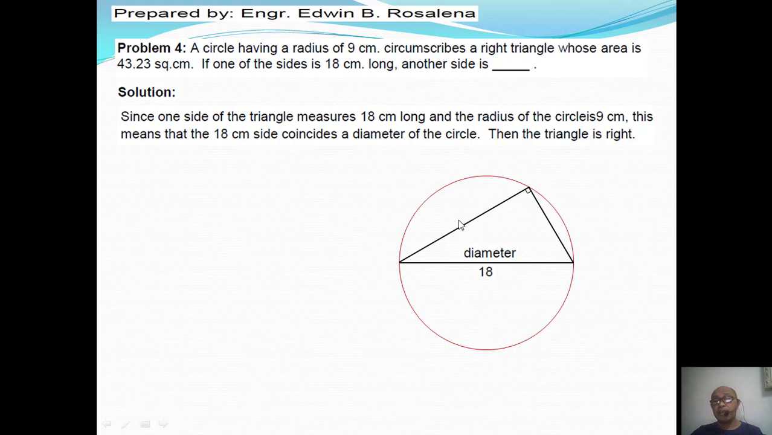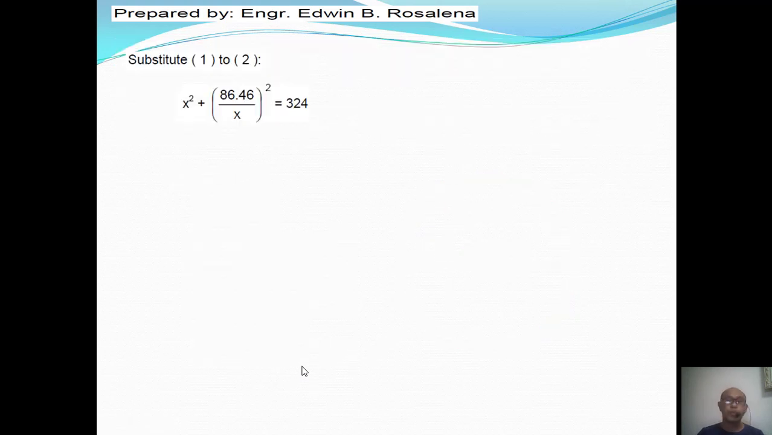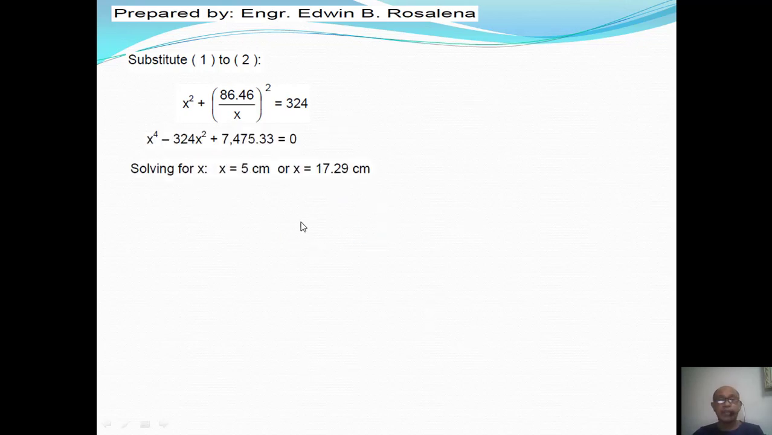Okay, so we do not know the 2 legs, so either of the 2 is given in the choices if there are choices in this problem. Okay, so let's say x and y are the 2 legs. So the area is equal to 43.23. So from the area equal to 1/2 x times y, 43.23 equals 1/2 xy. So we have y expressed in terms of x. And then from the Pythagorean Theorem, x squared plus y squared equals 18 squared, second equation. Then I can substitute equation 1 into equation number 2. So substituting, we can solve for x.